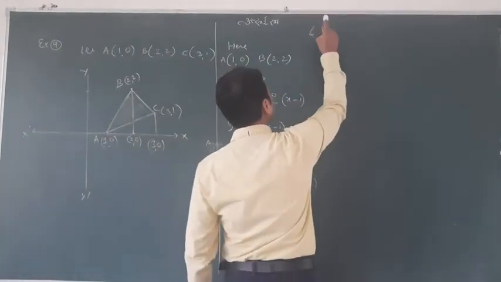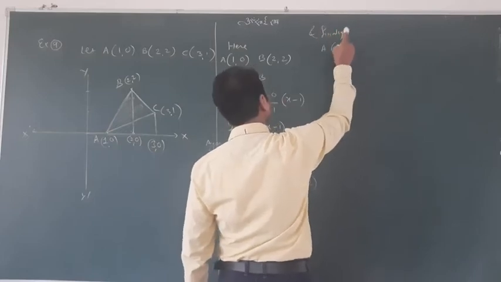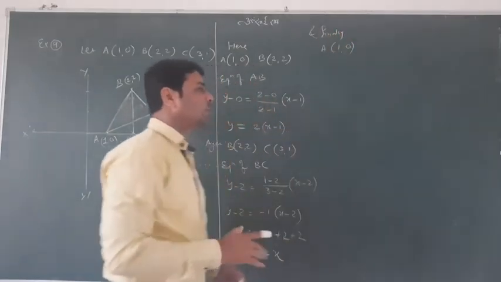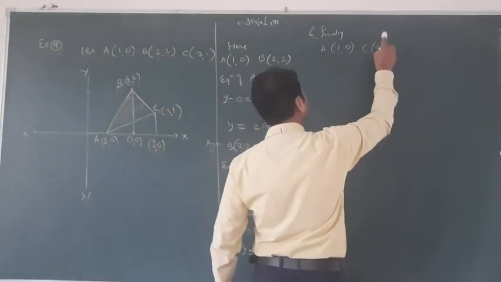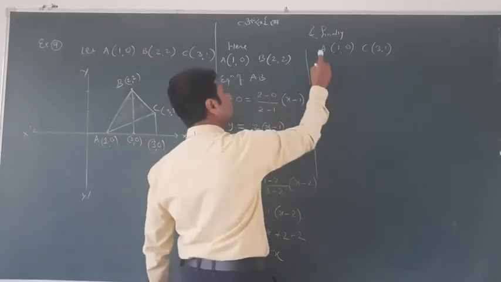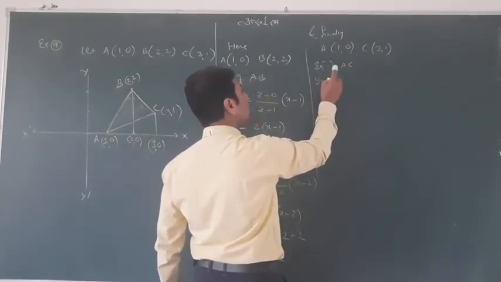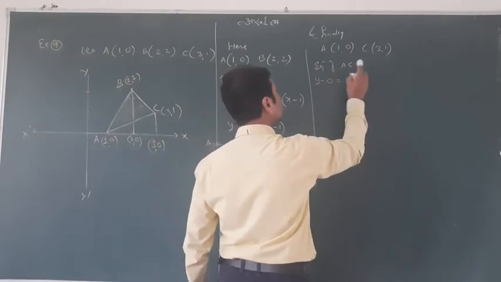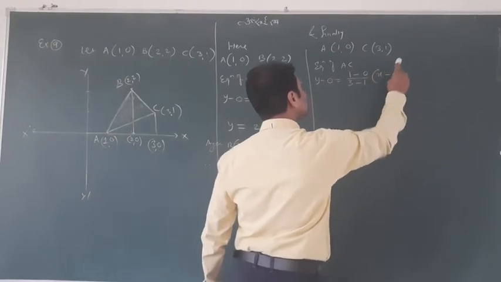And finally, I have A as (1, 0) and C as (3, 1). So I'll find the equation of AC, which is y minus y1 equals (y2 minus y1) over (x2 minus x1) times (x minus x1).